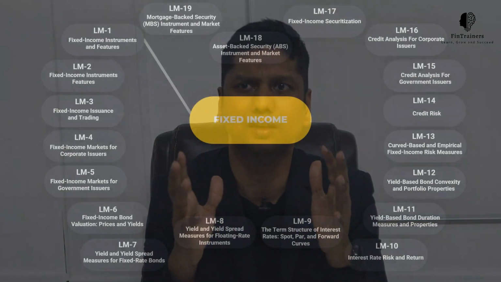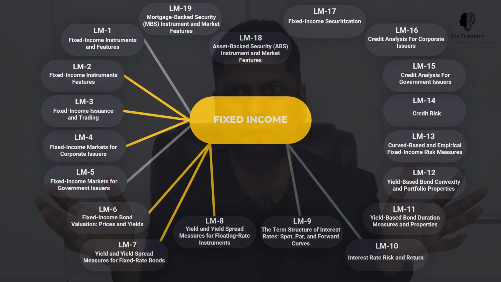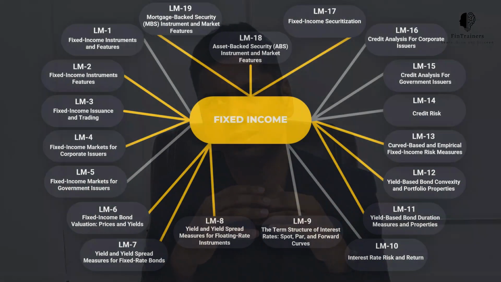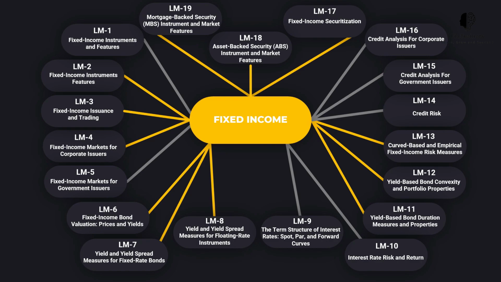Now, how to go about it? There are 19 learning modules. This is the biggest topic in your CFA Level 1. Out of the 93 total learning modules, 19 are in fixed income. So we need to have a strategy on studying.